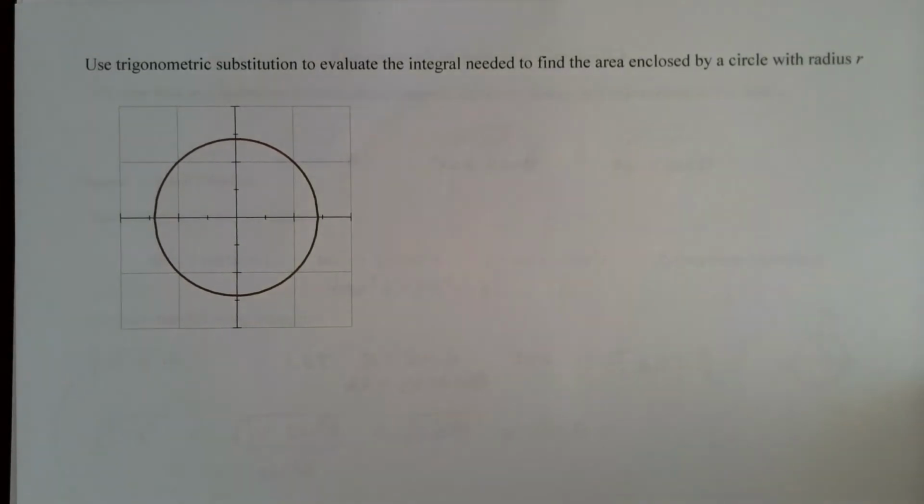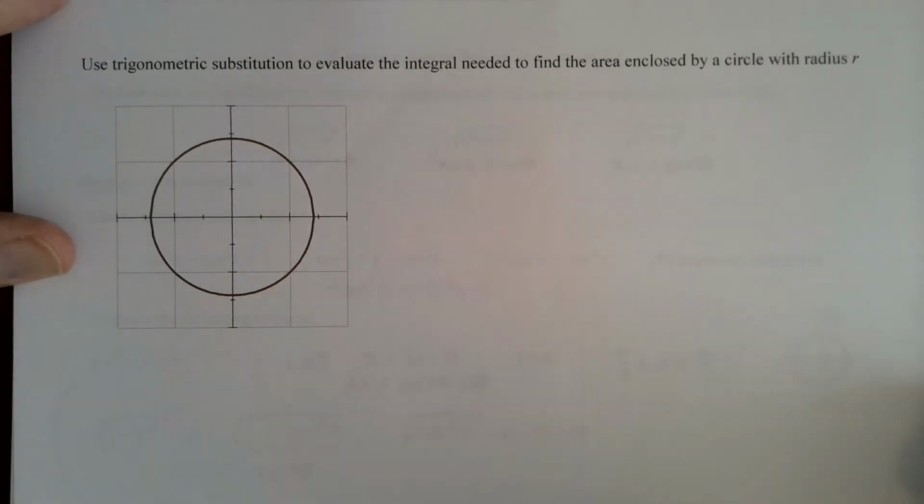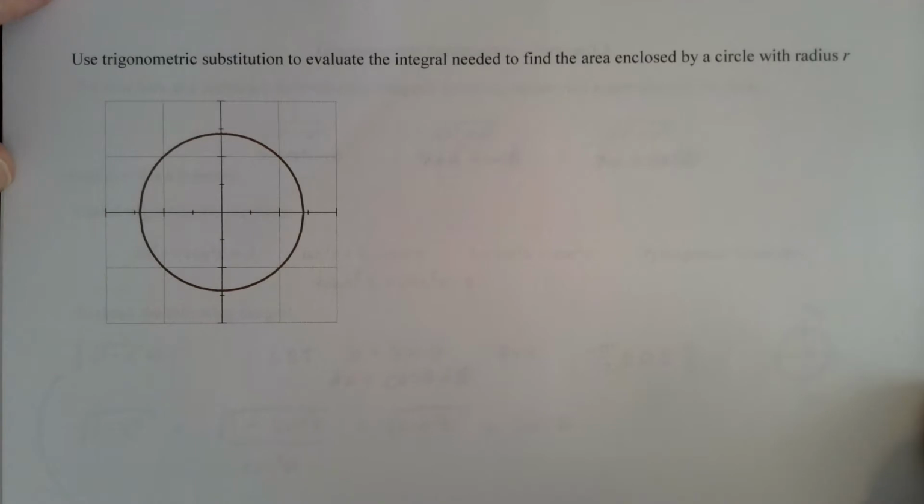All right, so we close out our discussion on trigonometric substitution with an example of finding the area of a circle. You were probably taught this early on in your education that the area of a circle was what? Pi times the radius of the circle squared. But you were just told that, I'm sure. I don't think you were originally proven that fact.